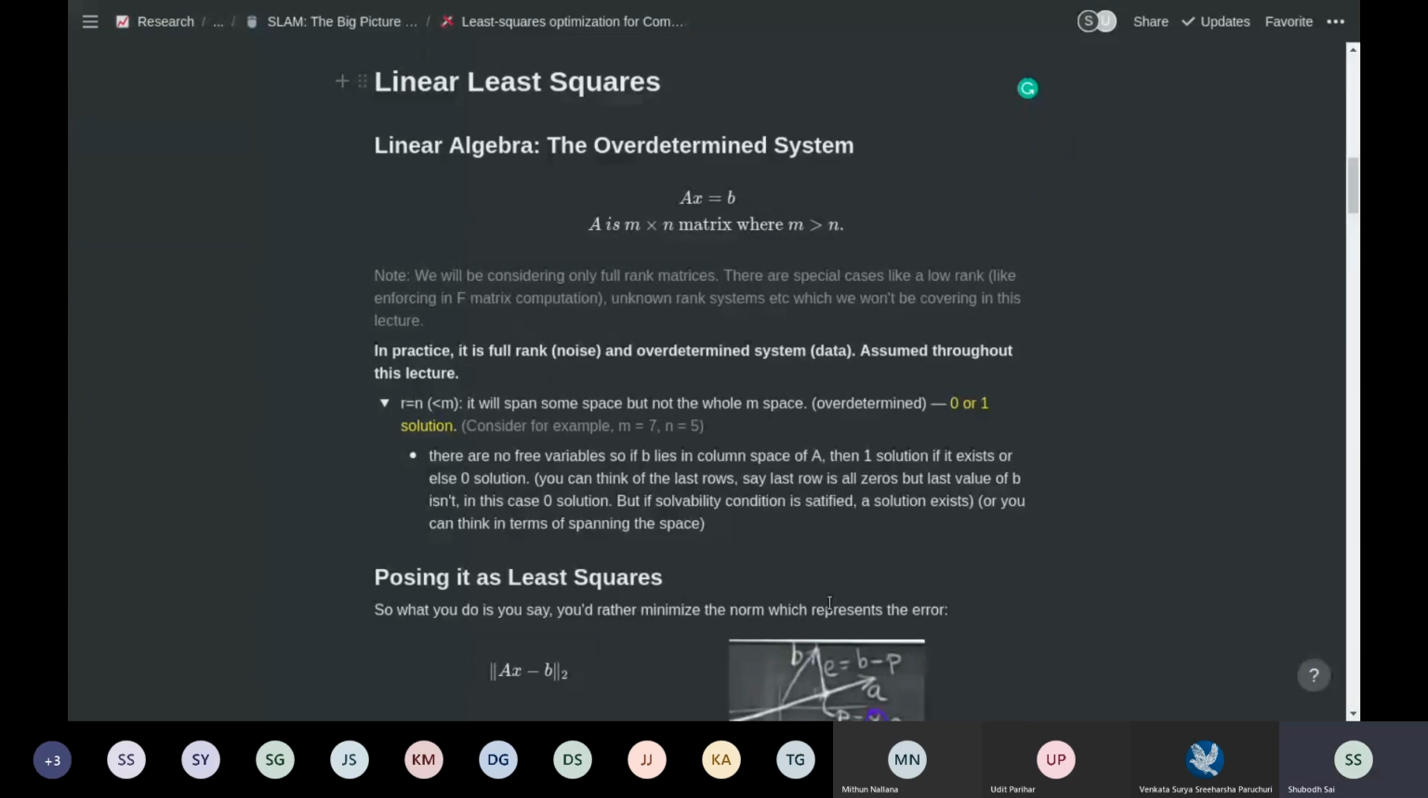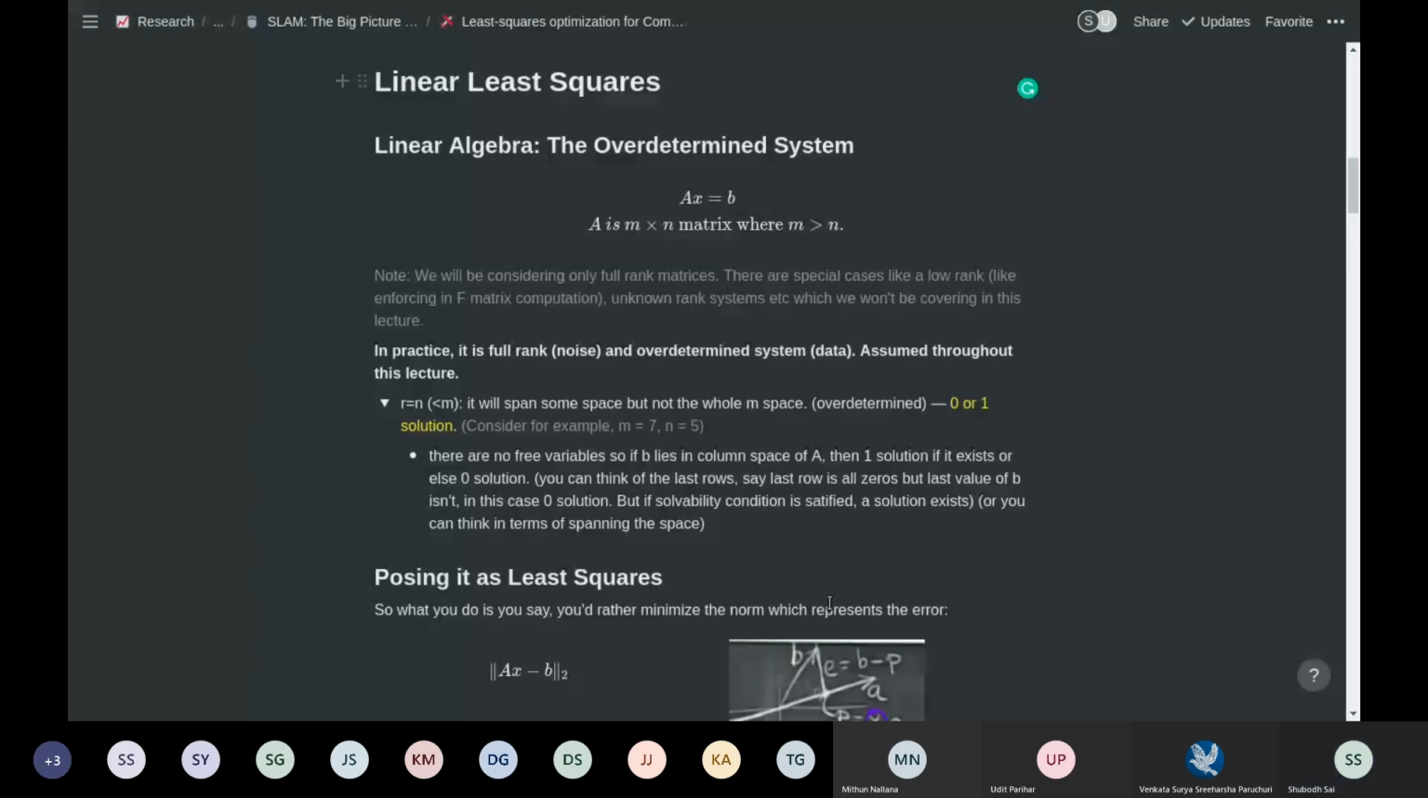Okay. But in reality, this never happens, right? Just think about it. It's a 3D space, and your B vector can be lying anywhere. So it's very unlikely, in a practical situation, for it to lie exactly on a 2D plane. So in such situations, what do we want to do?